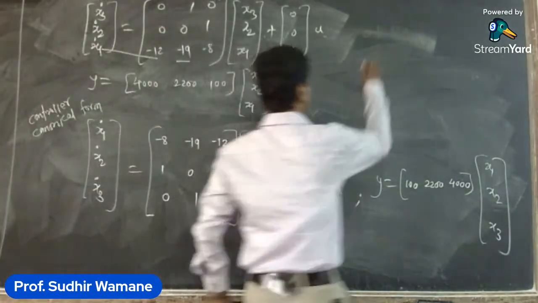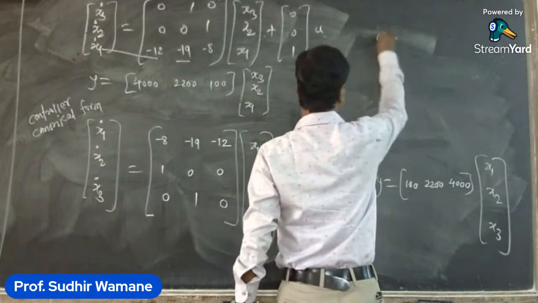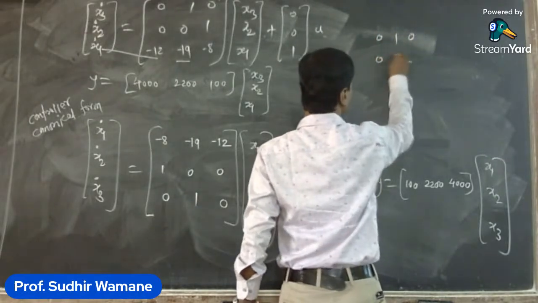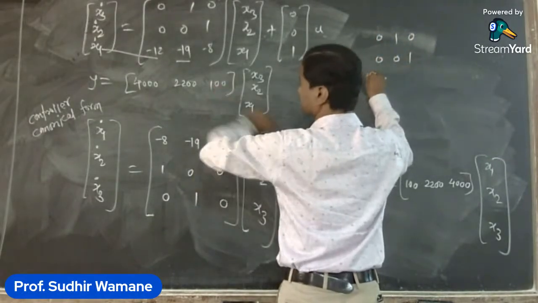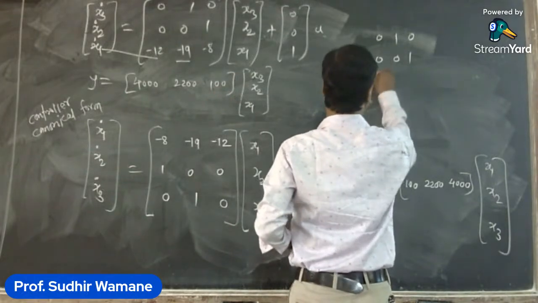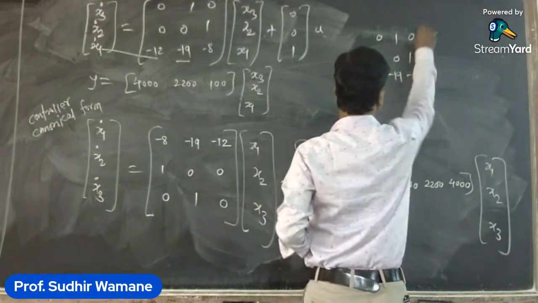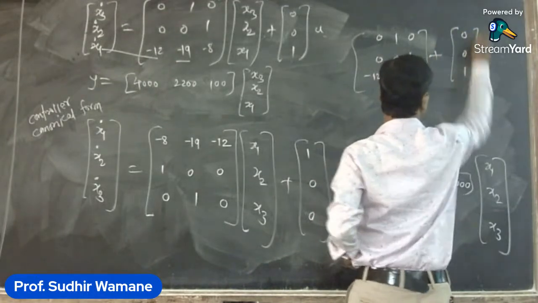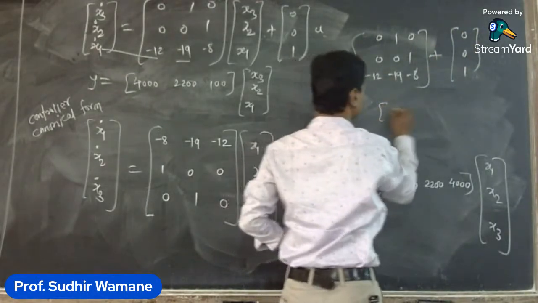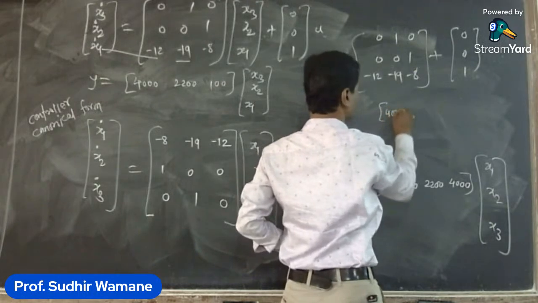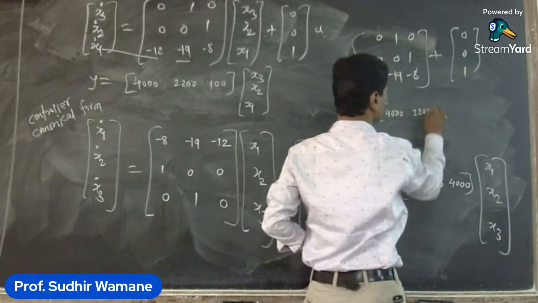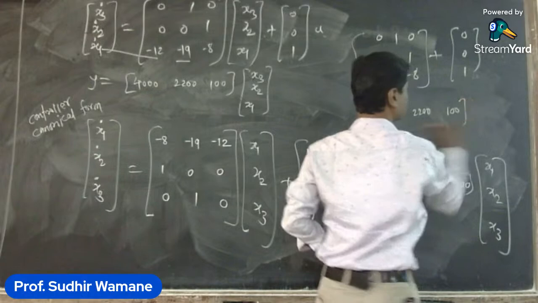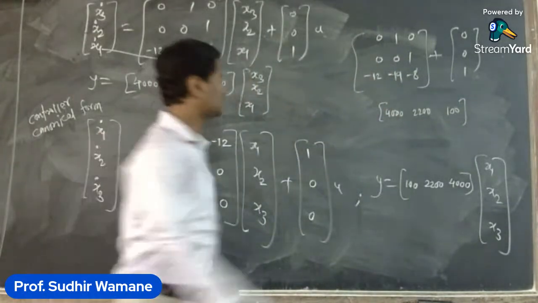Color the same for number 2. Normally you write phase variable form as 0 1 0, 0 0 1, then minus 12, minus 19, minus 8. Right, in phase variable form, and B matrix 0 0 1, and C matrix. That's all about phase variable form. That's all done. Start from this one.